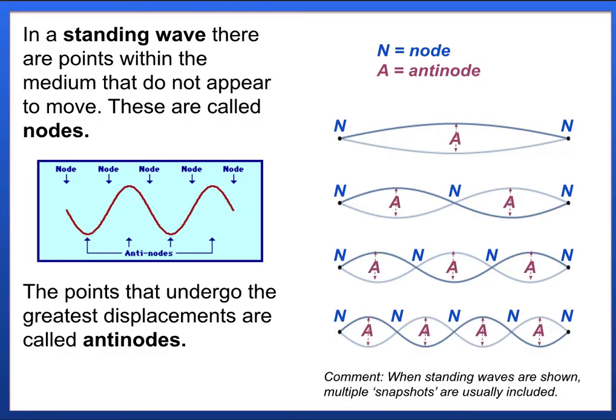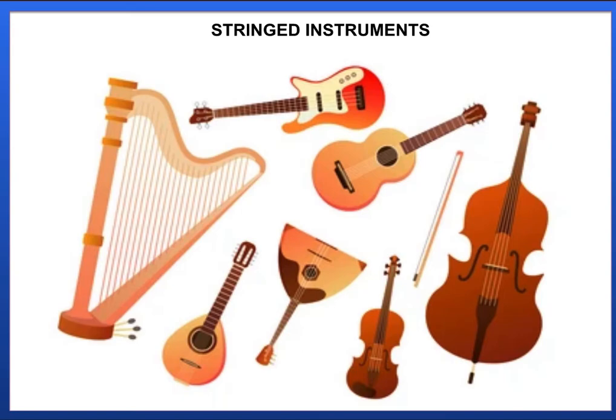An antinode represents a spot where there is the most motion, the greatest displacement, and they're evenly spaced in between all of the nodes. Now, stringed instruments really connect very well to what we've just seen here, because when you pluck a stringed instrument, you are creating these sorts of standing waves on the string.